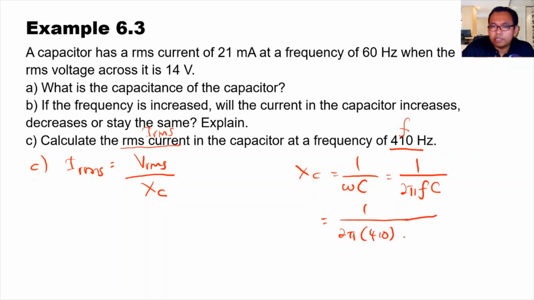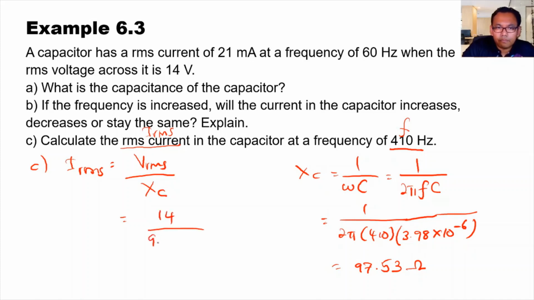And see the answer from A, 3.69 times 10 to the power of negative 6, and we get the answer 97.53 ohm. Then we substitute here and we get the answer 0.14 ampere.